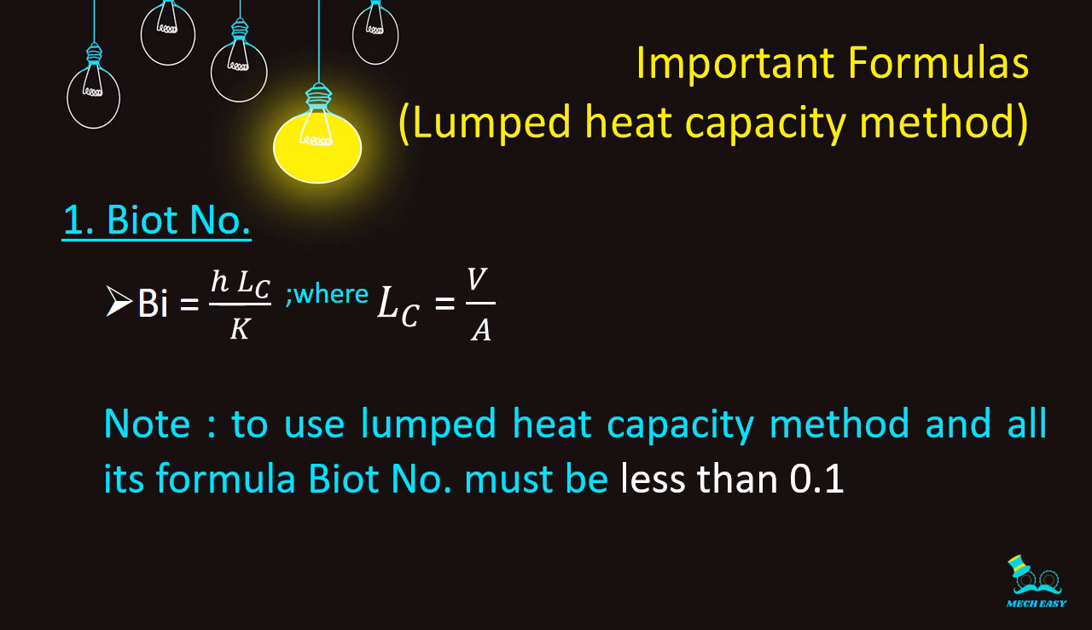Now here it should be noted that to use the lumped heat capacity method and all its formulas, the Biot number must be less than 0.1. If the Biot number is not less than 0.1, we cannot use any formula of this lumped heat capacity method.